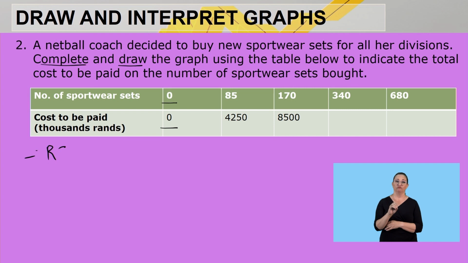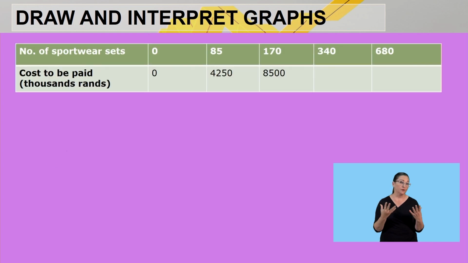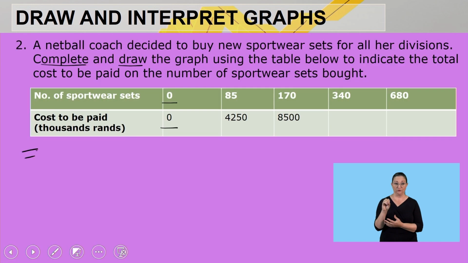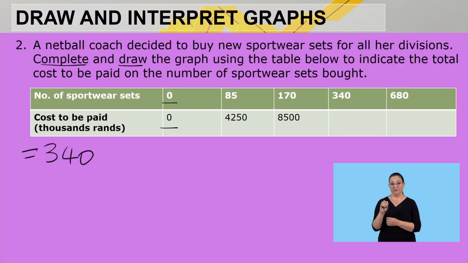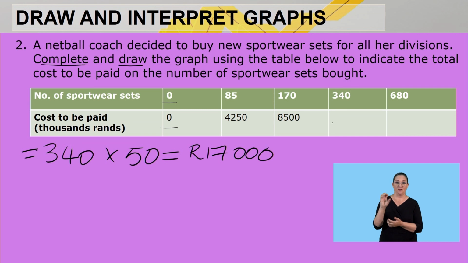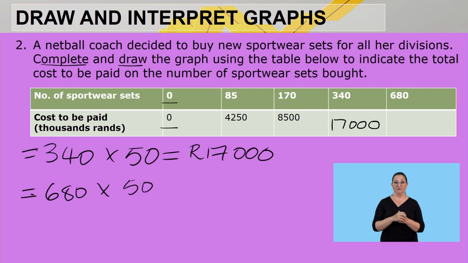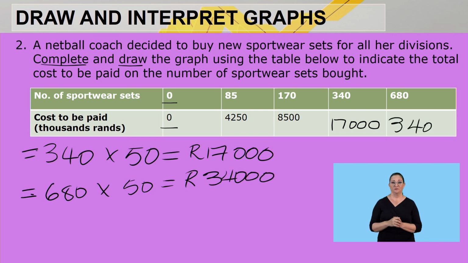Sorry, not 300, it should be the number of spots where they are: 340, and we are multiplying that by the cost of each, which is 50. So this will give you 17,000. So filling this up, 17,000. So for the last missing value, having 680 multiplied by 50, it will give you a total amount of 34,000. So I have 34,000 there. So now we have completed our table.